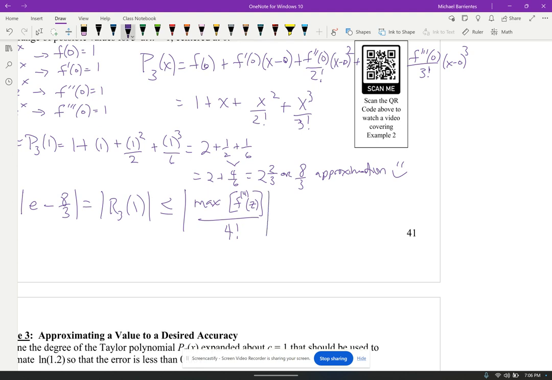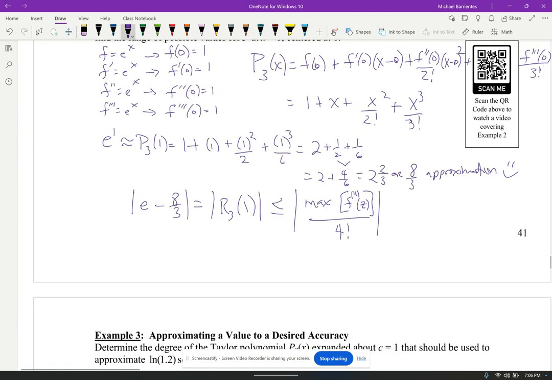So here's what I know. I know that the difference is less than or equal to this. Well, what was the fourth derivative of the function? Well, we didn't find it, but the fourth derivative would be e to the x.